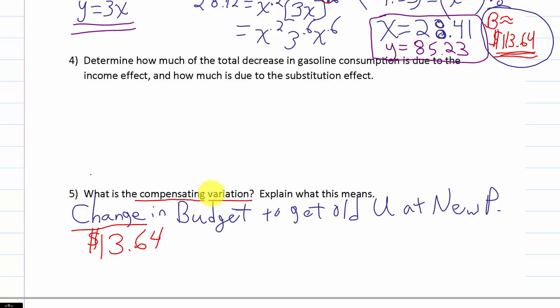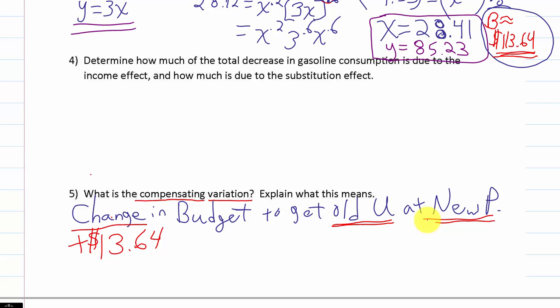Now, if it's a price increase, you're going to have to give them more money, so that compensating variation will be a positive number. However, if it was a price decrease, the compensating variation would be a negative number. Why? Well, because when you lower a price, that makes somebody better off. It makes them happier. And so, what's the change in budget to get people back to that old, lower utility? Well, we're going to have to take money away from them at these new lower prices. So you can have a negative compensating variation.